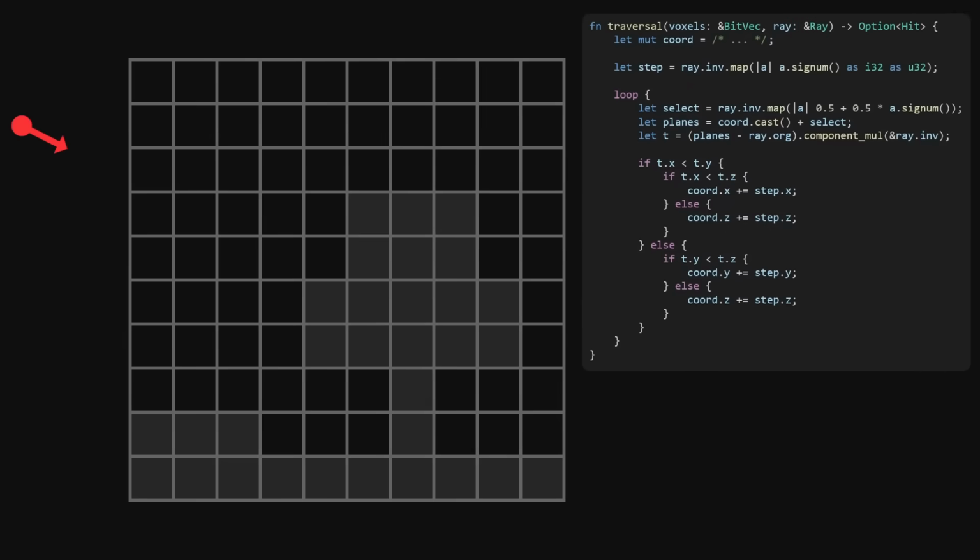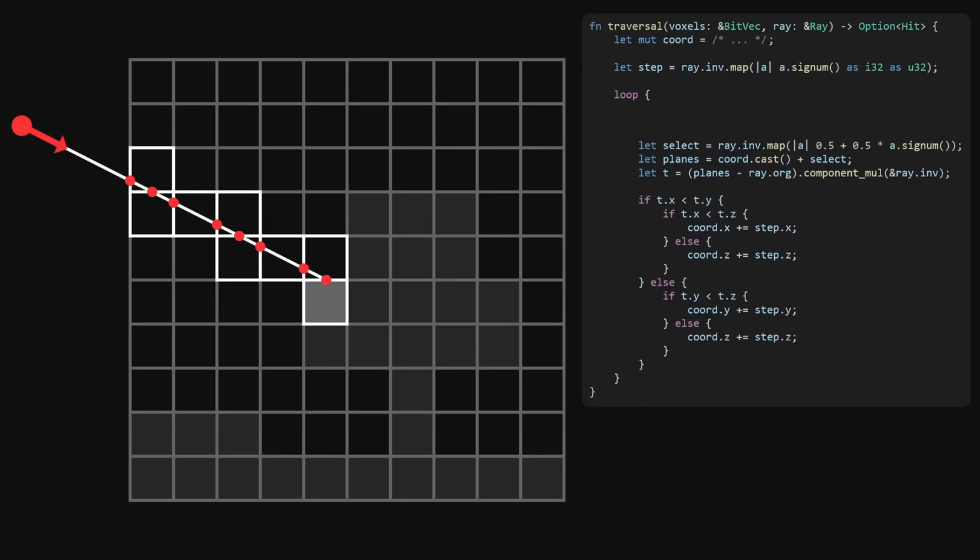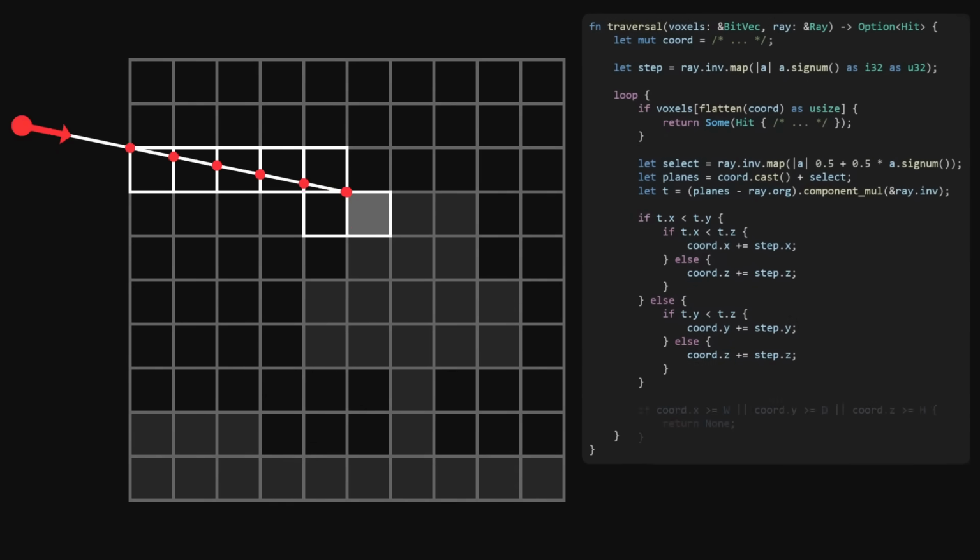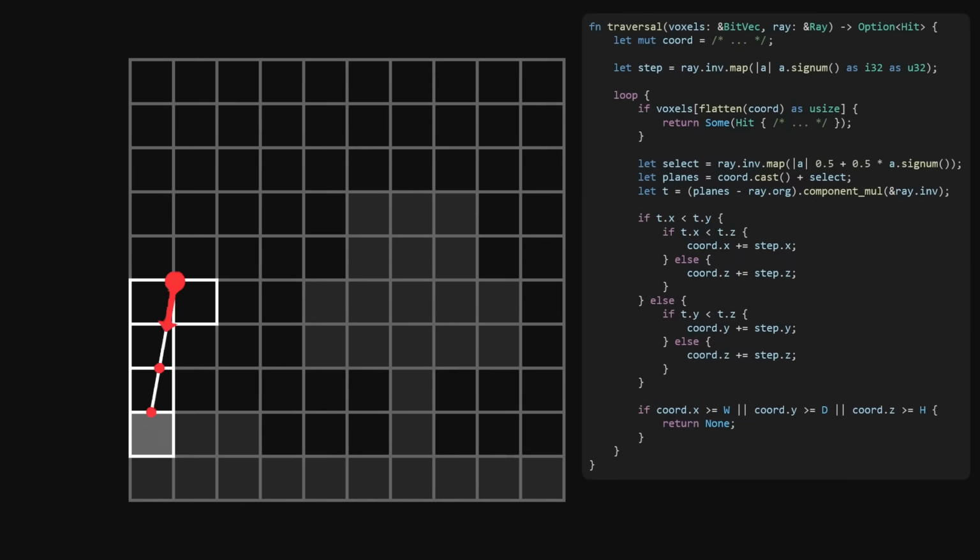Putting it all together, we first calculate the initial voxel using the ray AABB intersection algorithm. Then, we repeatedly step to the next voxel by comparing the t values for the plane intersections. And if we continue this process until we hit a solid voxel or exit the bounds of the grid, we will have traversed every intersected voxel.